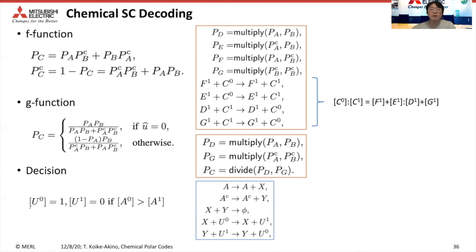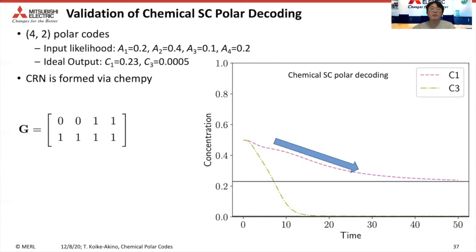After propagations of the chemical probability, we use hard decision at the end of the layer, depending on the concentration of A0 and A1. This can be realized by 5 reactions. Let's validate our proposed chemical SC polar decoding. This is for polar codes of size 4. The CRN is formed by using ChemPy. As you can see in this figure, the concentration can converge towards the ideal likelihood over time.